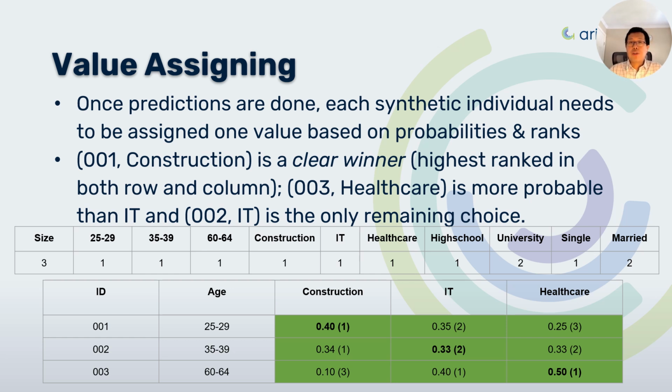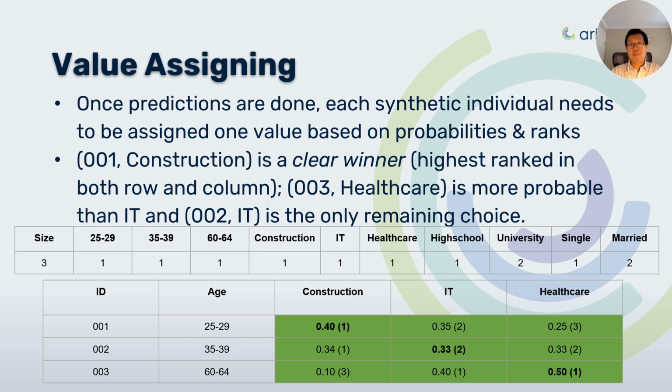Now, once these predictions are done, our job is to then assign somebody a profession. Now, remember, when the model makes a prediction, it gives you a probability. But for a person, you can't have a probabilistic profession. You can only take on one value. So you're either in construction, or you're in IT, or you're in healthcare. You can't be in all three. So how do we assign that value? Well, we do so by looking at probabilities and ranks. Probability tells you how likely you are to be in a profession relative to your other professions. And rank tells you how likely you are going to be in a profession relative to your neighbors.